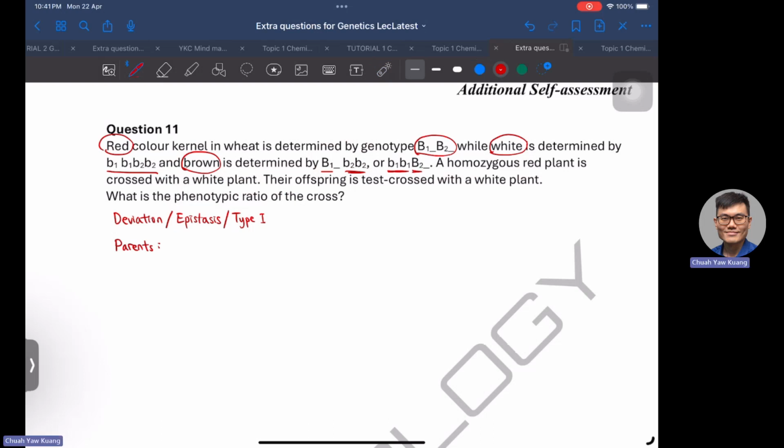first is the homozygous red. Red color must have at least one dominant B1 and at least one dominant B2. Since the question said this red plant is homozygous, it must be B1 dominant, B1 dominant, and B2 dominant, B2 dominant. Now we cross it with the white plant. There's only one outcome for the white plant: homozygous recessive B1 and B2. That's why we will do the cross.